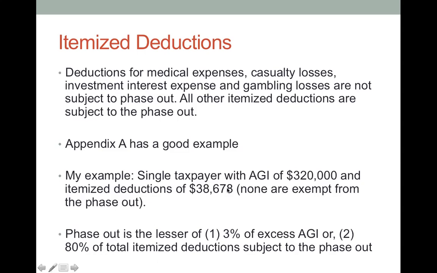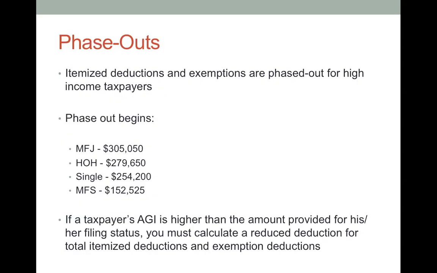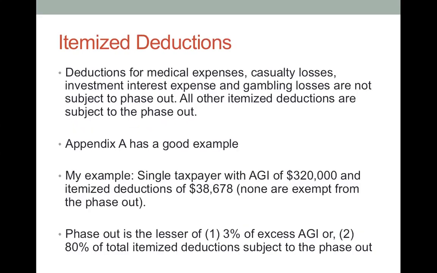So let's say we have a single taxpayer with an AGI of $320,000. That taxpayer's itemized deductions are $38,678. None are exempt from the phase out. So we go and we look at the phase out for single taxpayers. It begins at income or AGI of $254,200. Our taxpayer's AGI is in excess of that, so we know that his itemized deductions are going to be limited.